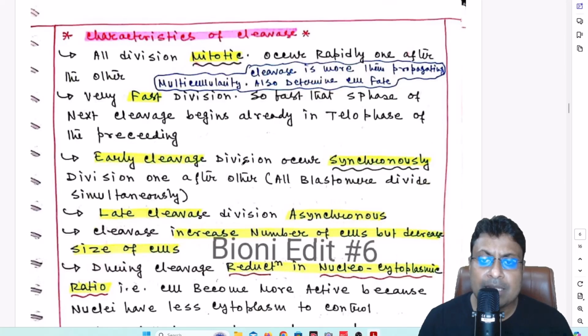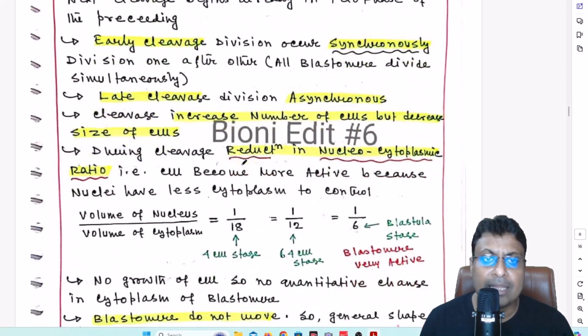The early cleavage divisions occur synchronously, one after the other, right? So this is called synchronous division. This is very important. Early cleavage division occurs synchronously. All the blastomeres divide simultaneously, and the late cleavages are asynchronous.